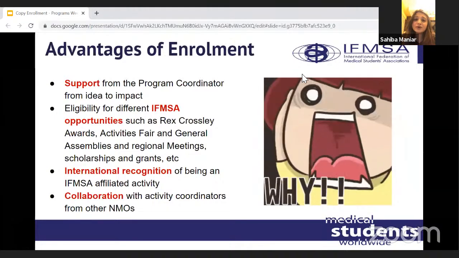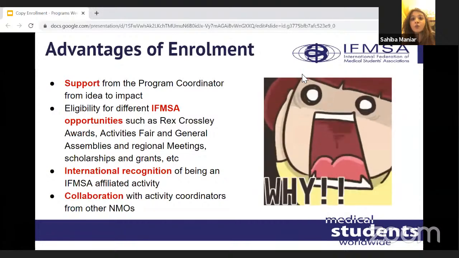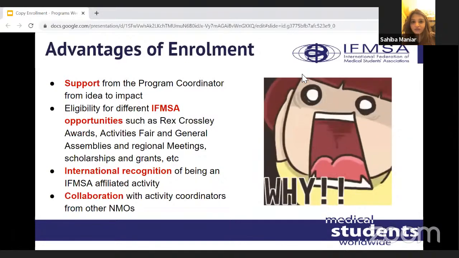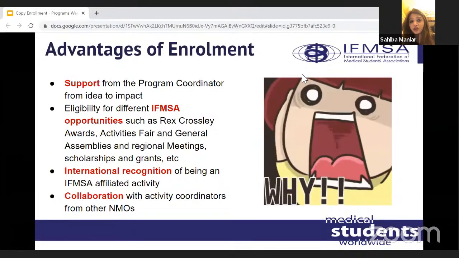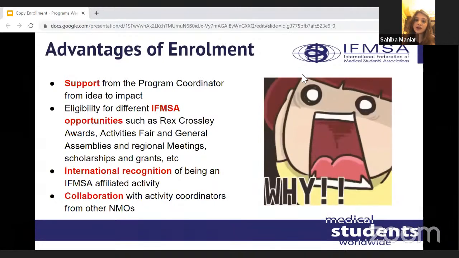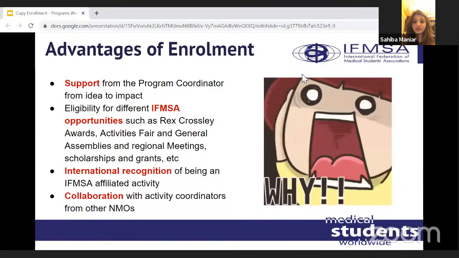Have you ever thought about winning an activities fair, or winning a Rex Crossley award, or winning the MEMO grant? These are the gold medal awards of IFMSA, which credit you for the kind of impact you're making and the kind of contribution you're making to the goals and visions of IFMSA. And the most beautiful part about it is you encourage and inspire other people to conduct similar activities in their country, in their NMO, or wherever they are.